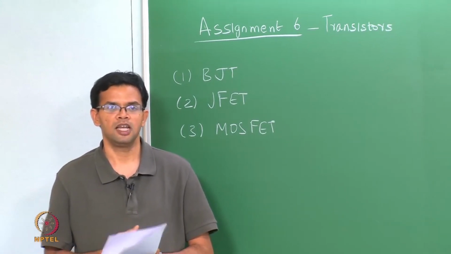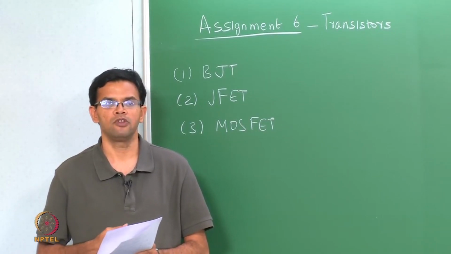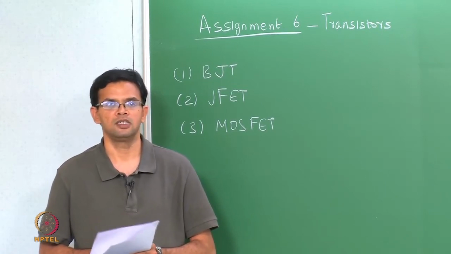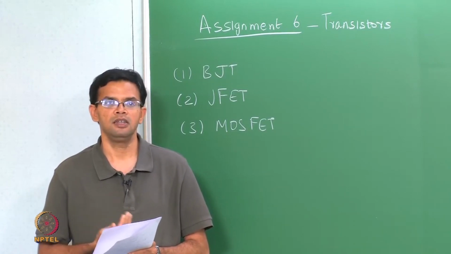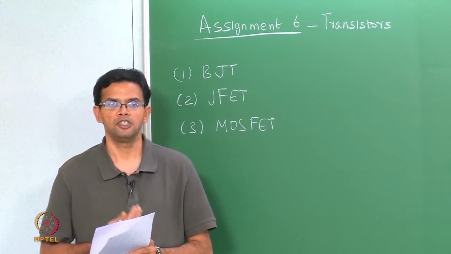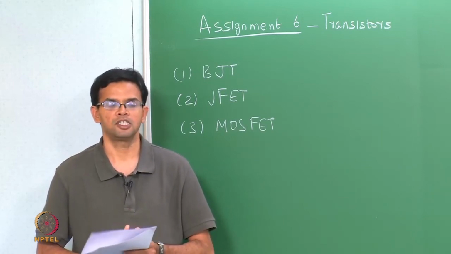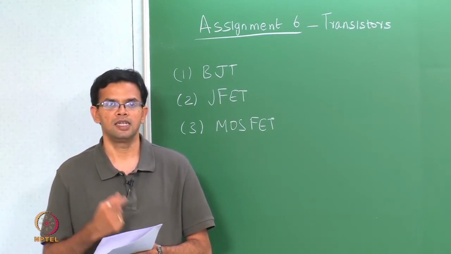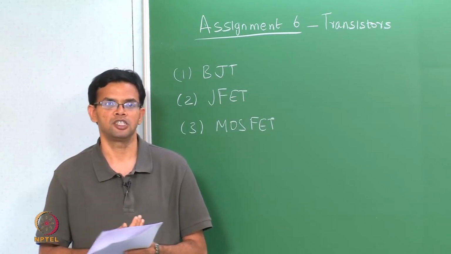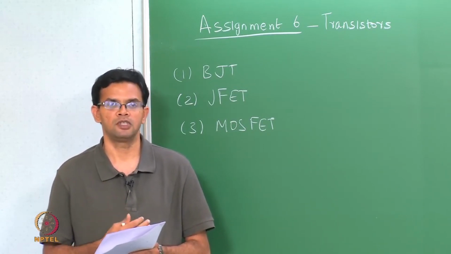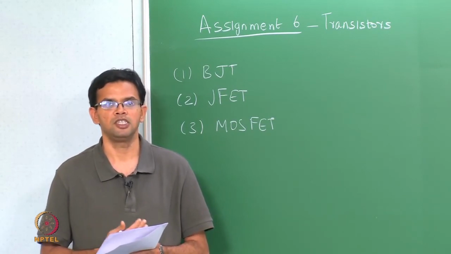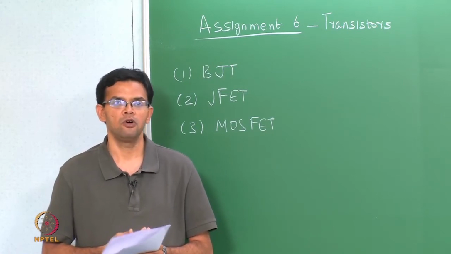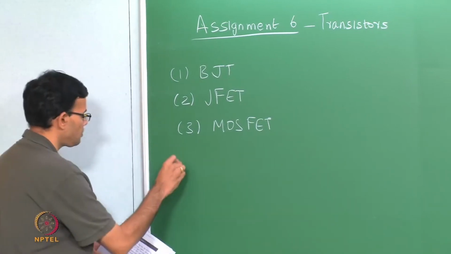So, in today's assignment, we are going to look at some of the numerical problems related to all 3 types of transistors. We have already seen problems related to junctions, so simple p-n junctions, and we can actually treat transistors as essentially having 2 p-n junctions. So, some of the concepts that we learned when we looked at p-n junctions we can apply here. So, let me now go to problem 1.